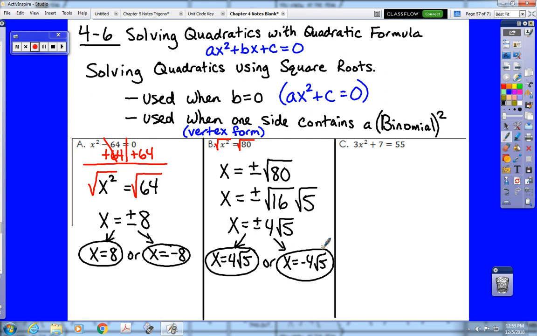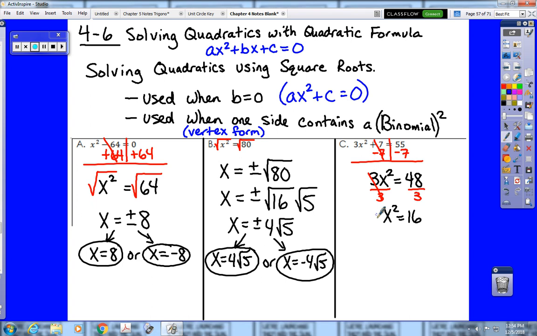On letter C, this would be a two-step equation before we take the square root, because again, we're trying to get x squared by itself. So our first step would be to subtract 7 from each side of the equation, which would give us 3x squared equals 48. Then we would divide each side by 3 to get x squared by itself. A lot of you on the homework so far are forgetting that we're supposed to have x squared completely by itself before we take the square root.